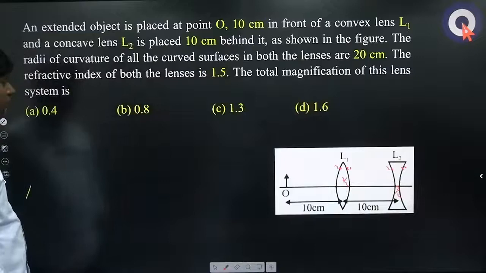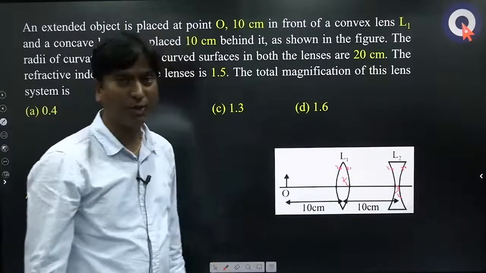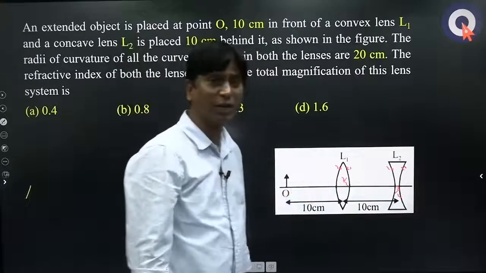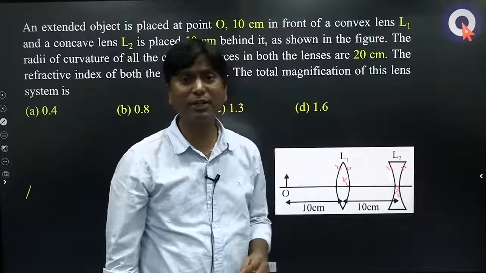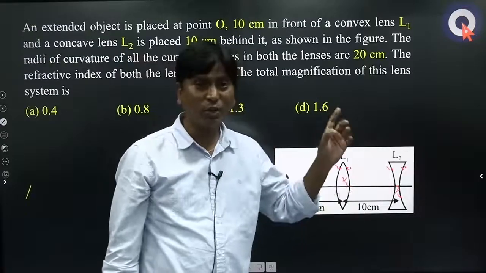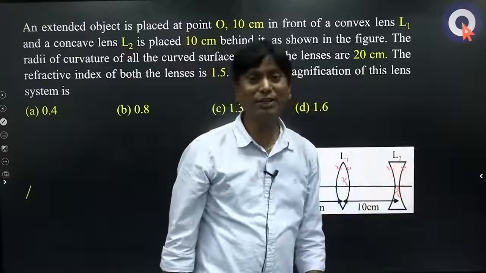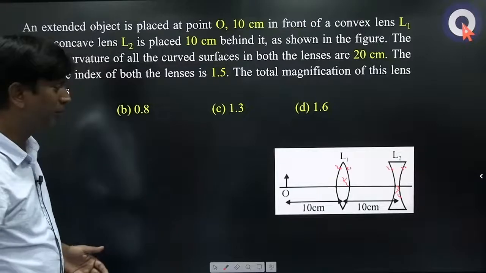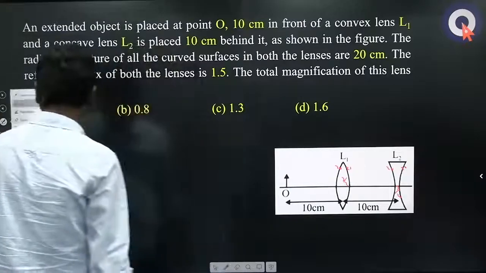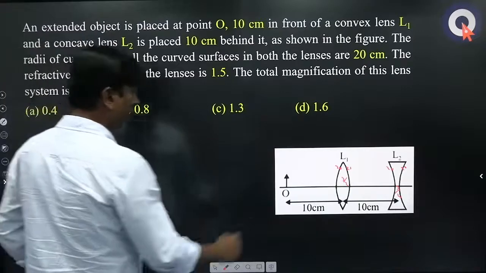The total magnification of this lens system is asked. So two refractions, first refraction from the convex lens and second refraction from the concave lens. So two refractions are taking place and you have to get the total magnification. First refraction you will get some magnification, second refraction you will get some magnification, total magnification m1 into m2. So first find out the focal length.